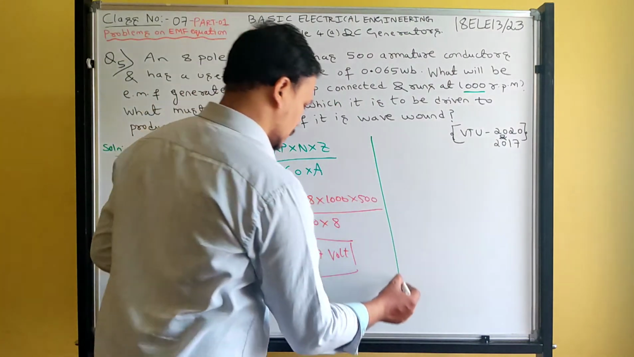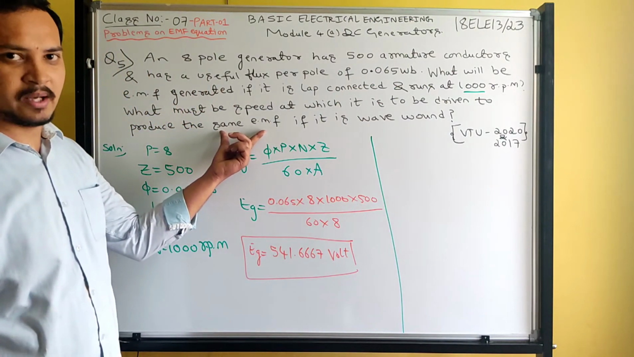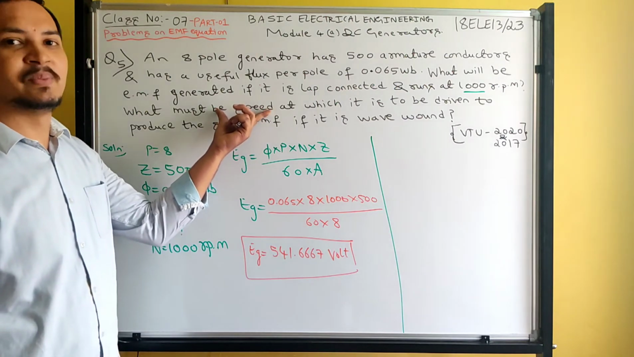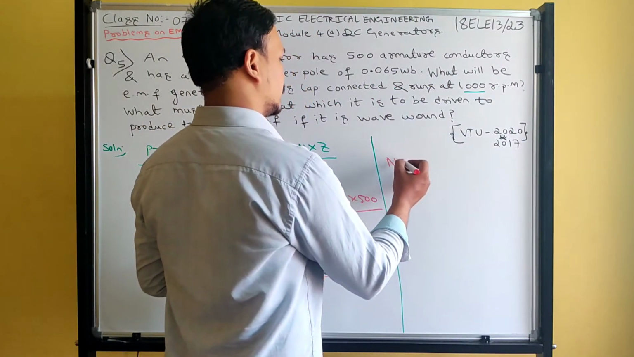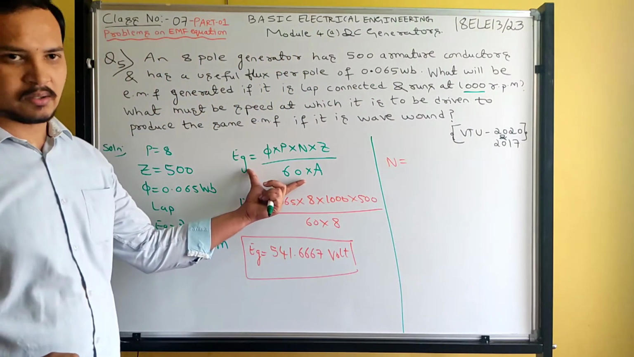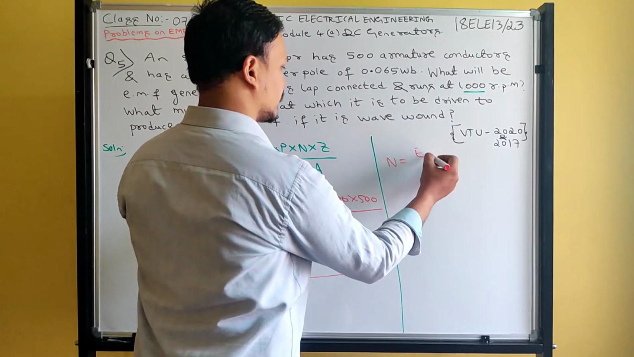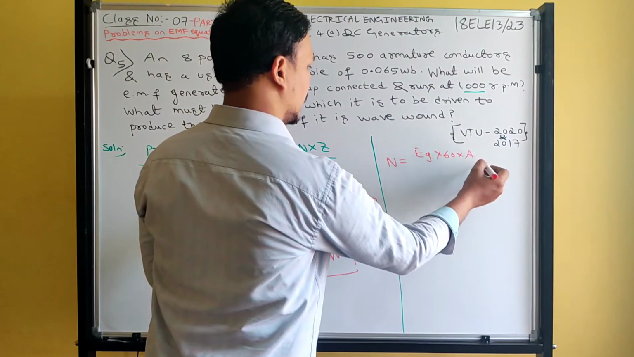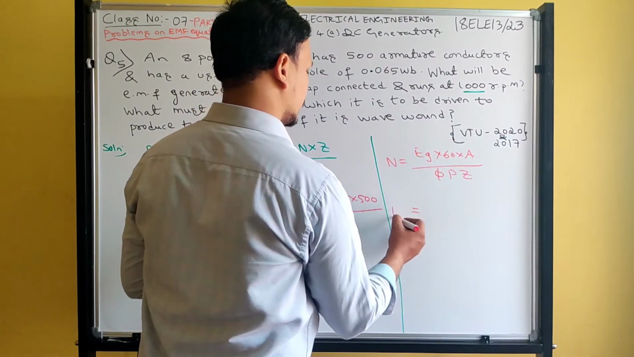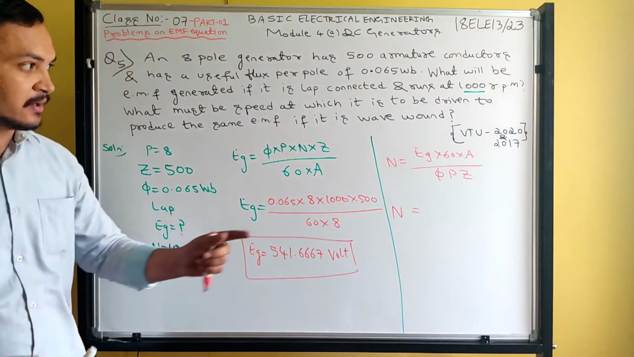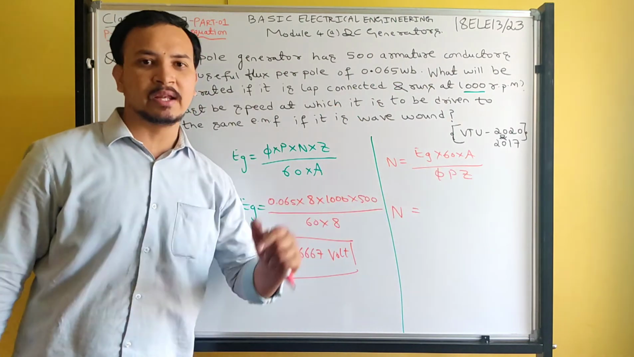So the next part is, with the same EMF, not speed, with the same EMF, find the new speed if the machine is wave connected. So we need to find speed. From the EMF equation, you write the equation for speed. So the speed equation becomes Eg into 60 into A divided by pi P Z. I am finding speed with the same EMF. If the machine is wave connected, what will be the new speed?